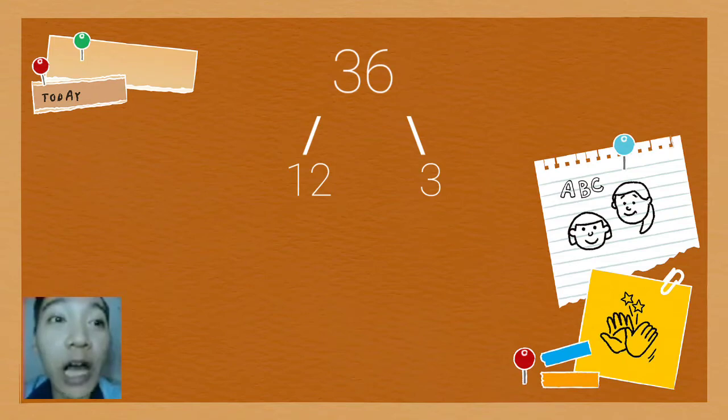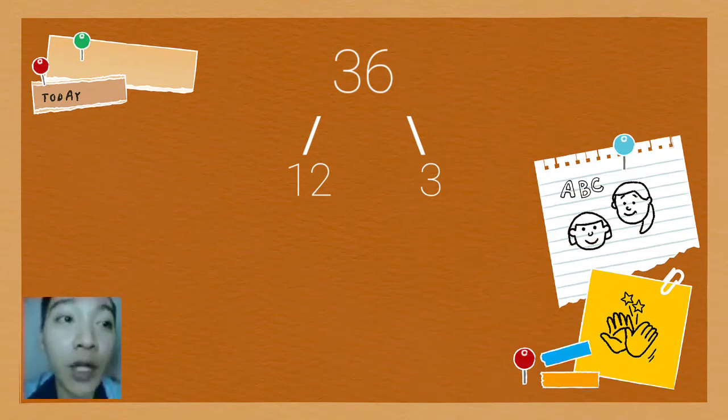And then, we're going to move to the 12 number. So, 12 is not a prime number. It is a composite number. Because 12 have more than 2 factors. So, we're going to break that 12 or factorize the number 12.